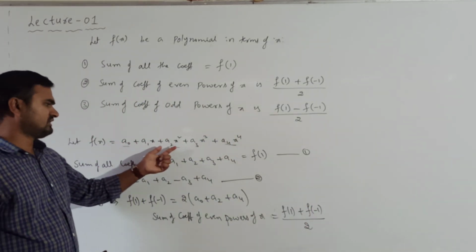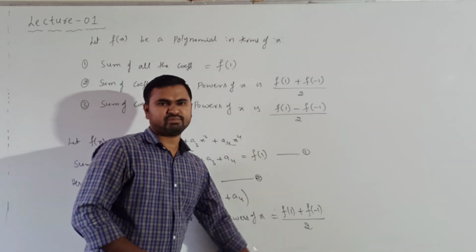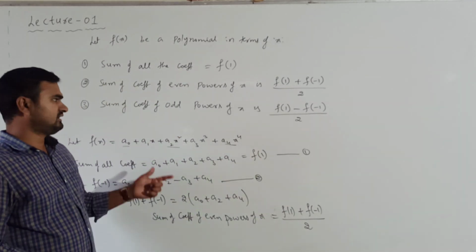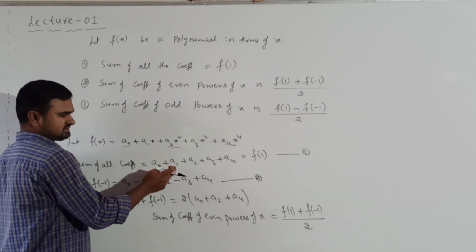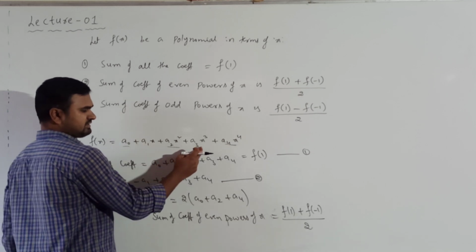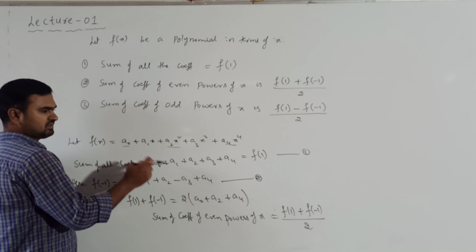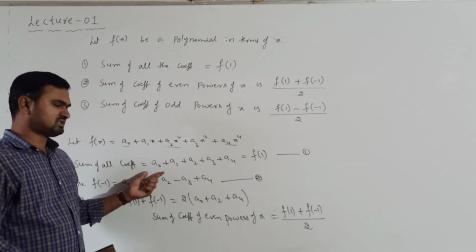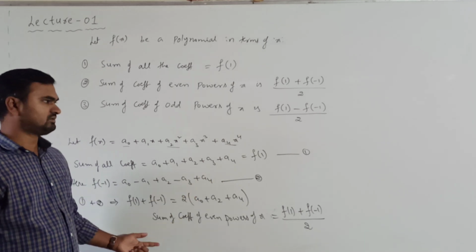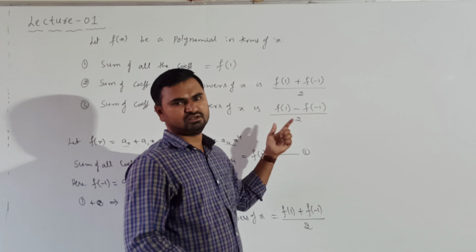So we can get the sum of coefficients of even powers of x by taking f of 1 plus f of minus 1 by 2. If I want to find the sum of coefficients of odd powers of x, that is a1, a3, we have to subtract these two, f of 1 minus f of minus 1. Then we get 2 times the odd coefficients, so dividing by 2, we get f of 1 minus f of minus 1 divided by 2.